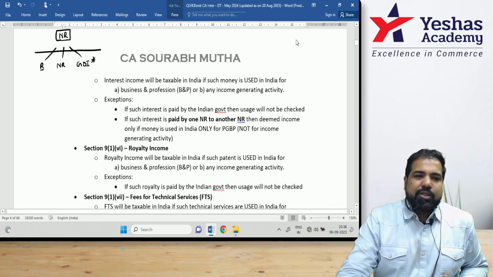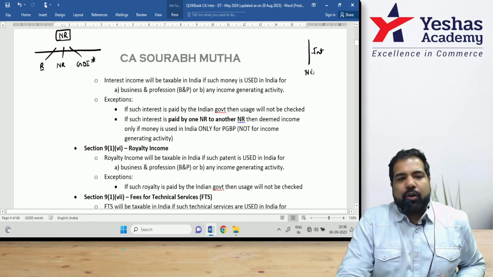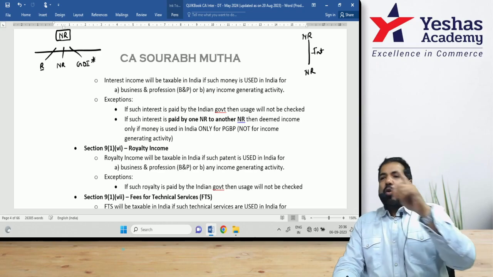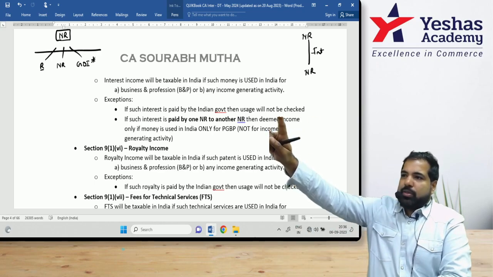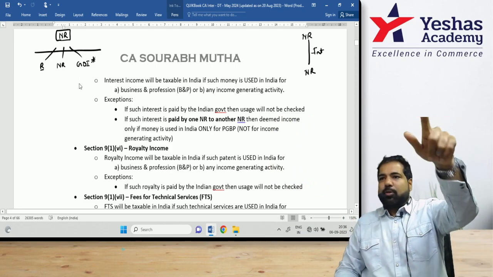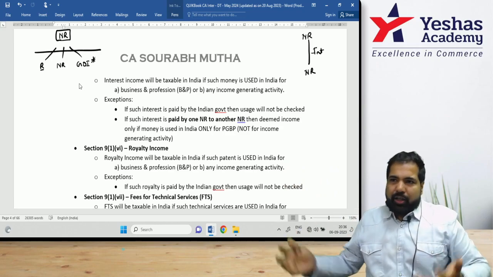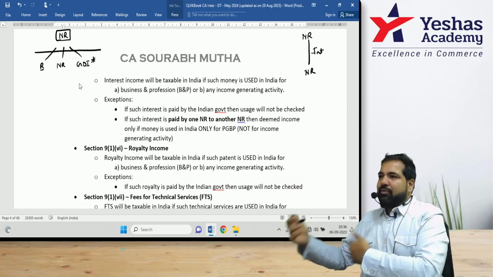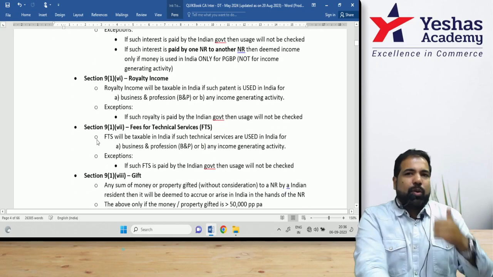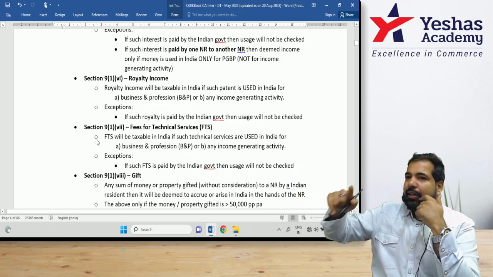But remember guys, if it's interest, paid by one non-resident to another non-resident, it will be taxed in India only if it is used in India for one purpose, business and profession. Others will be for two purposes, business, profession, also income generating activity. Business and profession means your regular business, income generating activity means investing in shares, etc. That is IRF. Next guys, you know what is royalty? Royalty is earned on patent, and FTS is earned on technical services.